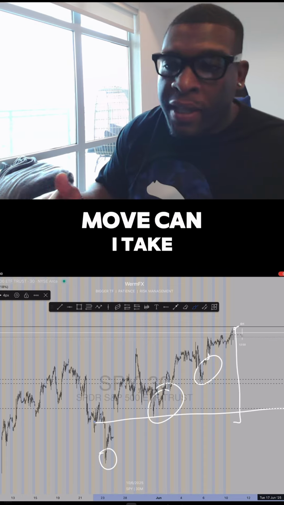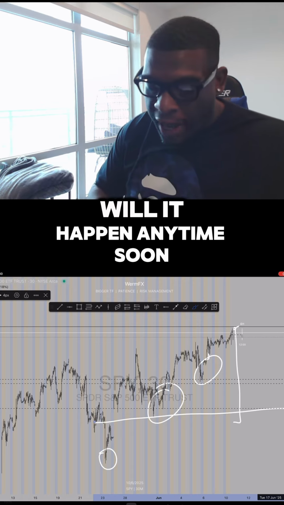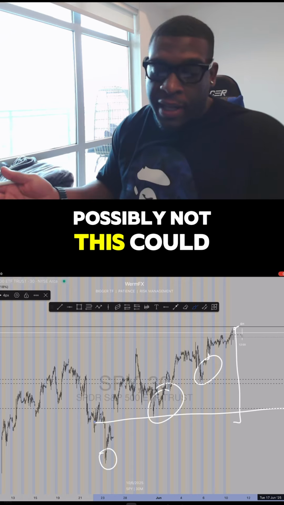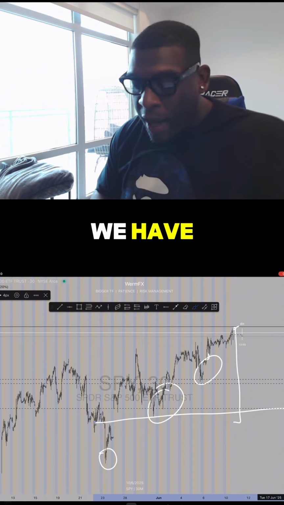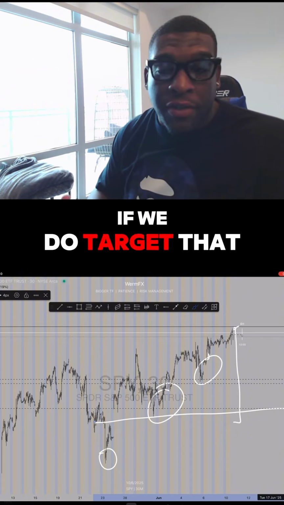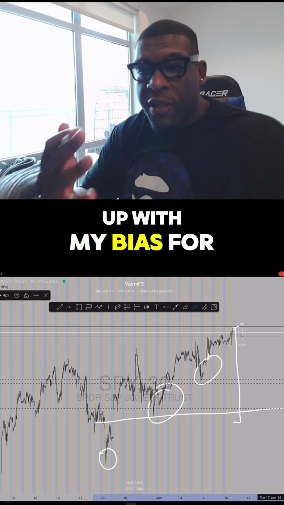Is that a big move? Can that take a long time? Yes. Will it happen anytime soon? Possibly not. This could take a long time. But with high impact news and all the consolidation that we have, I wouldn't be surprised if we do target that sell side. But that's how I come up with my bias for intraday trades.